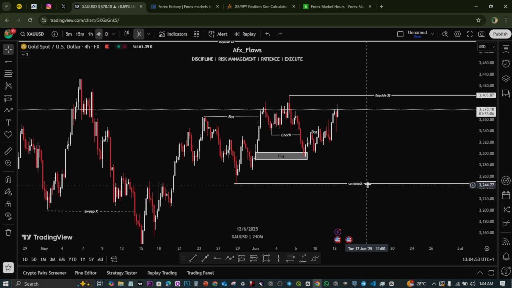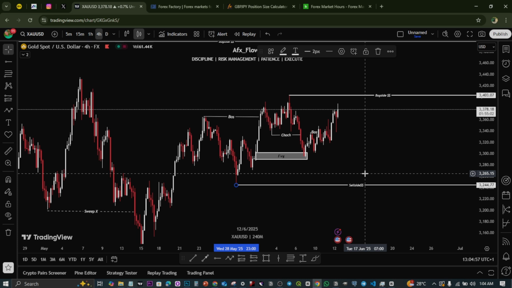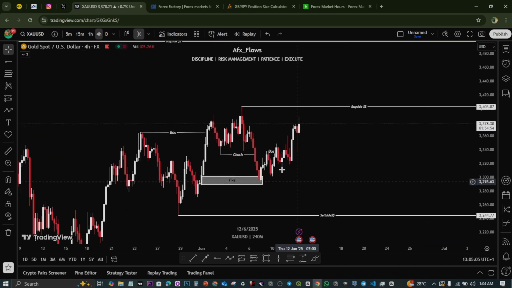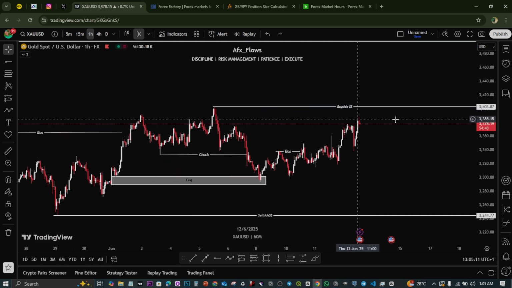Note, what I look for is my inducements and fair value gap. If there's an inducement, fair value gap, that's how I trade gold. Or maybe if I see another block, I trade gold like that. So I've not seen anything yet, but I'm seeing something like this here, which gold needs to come and take out here. So let's move forward.